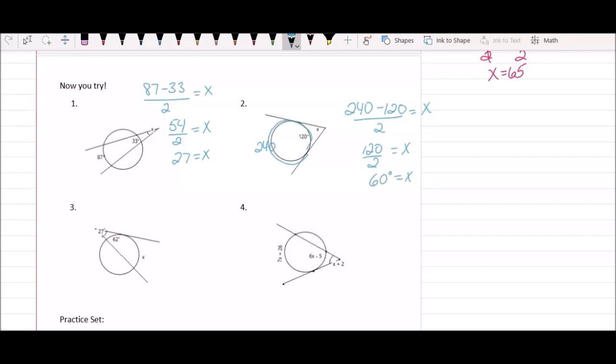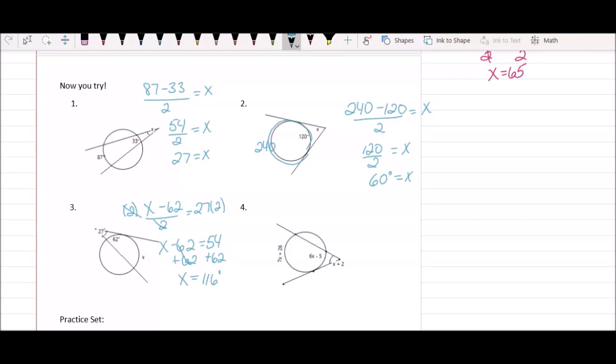Number 3, we're looking for that outer arc. So x minus 62 divided by 2 equals 27. Multiply both sides by 2. So x minus 62 equals 54. And then add 62. So x equals 116.